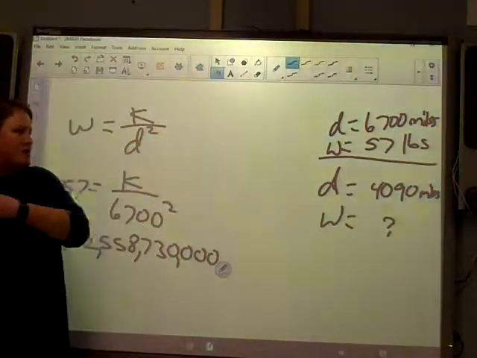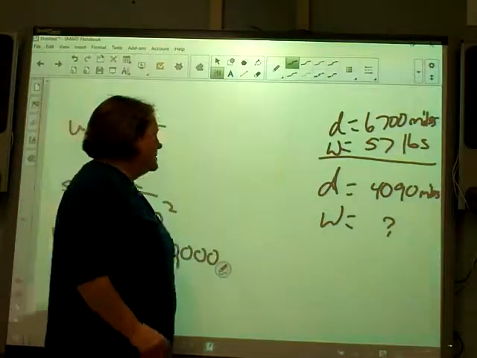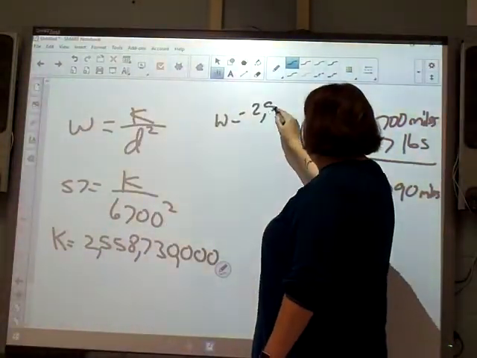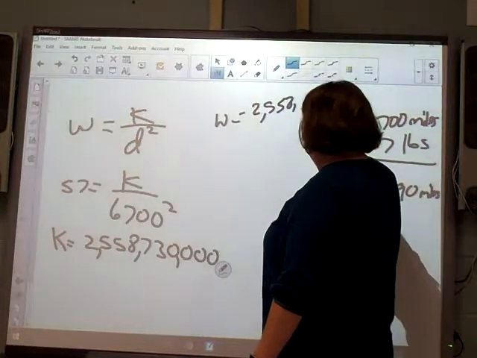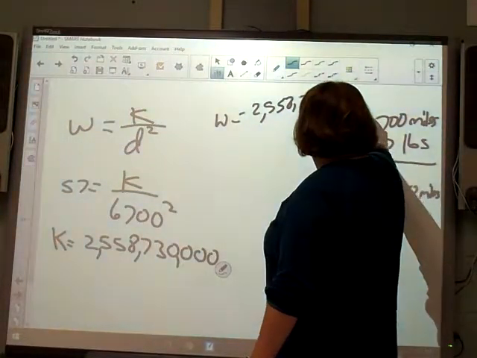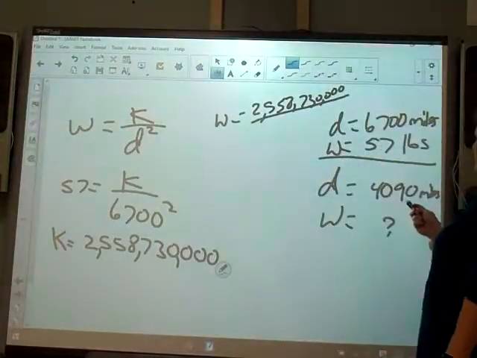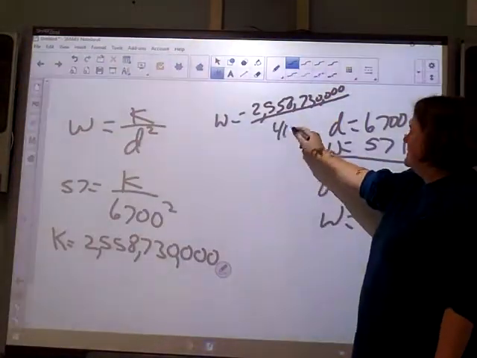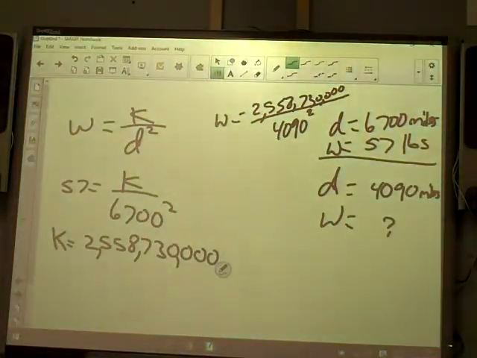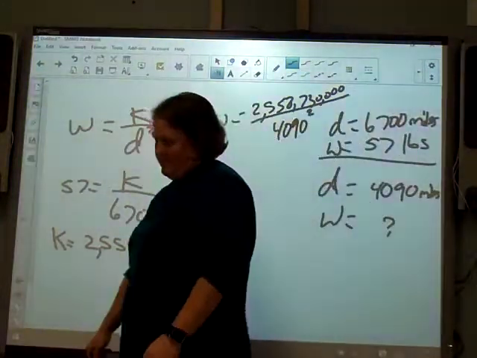Okay, so now we're going to take that K and we're going to plug it in here to figure out how much the astronaut will weigh there. So the weight will equal 2,558,730,000 divided by 4,090 squared. So calculate some, push some buttons on that. How much is our astronaut going to weigh at that point?